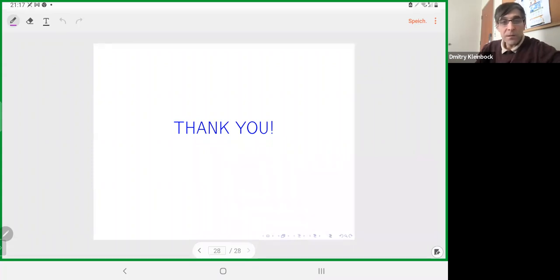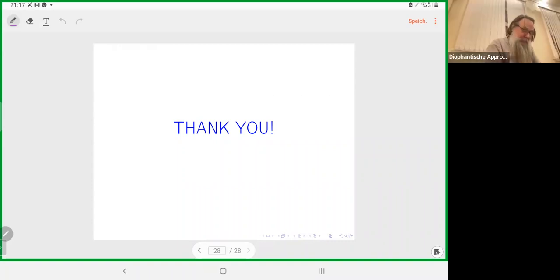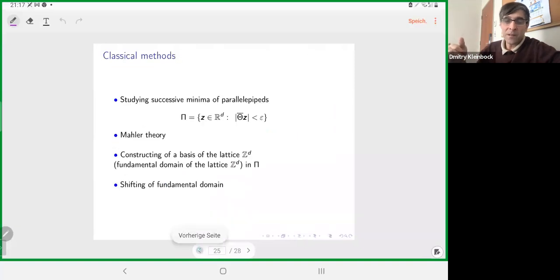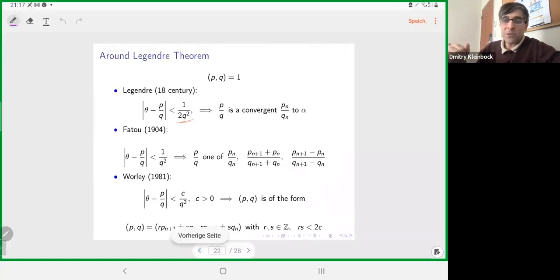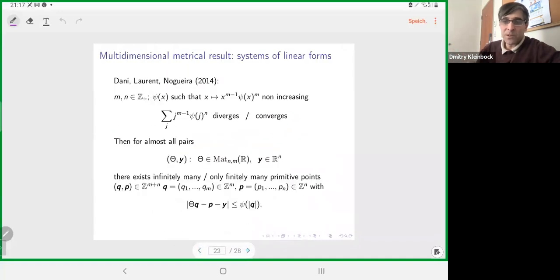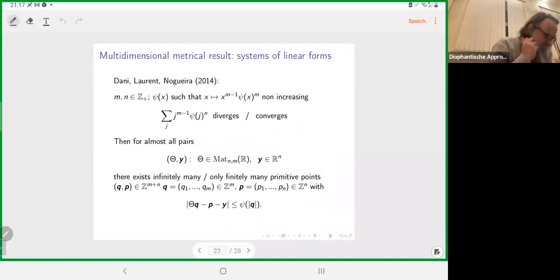So if there are no questions, could you still say a few words about this Worley's theorem and inhomogeneous? What does it mean? Worley's theorem. Yes, it is. You need some continued fractions. So if you have inhomogeneous approximation, you are using inhomogeneous continued fractions, or is it just continued fractions of theta?